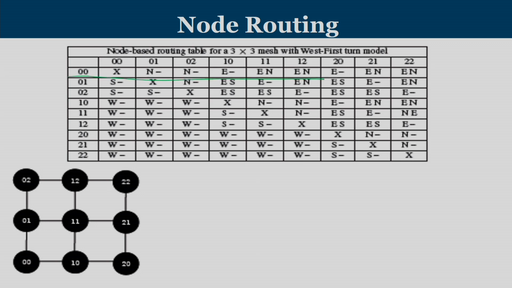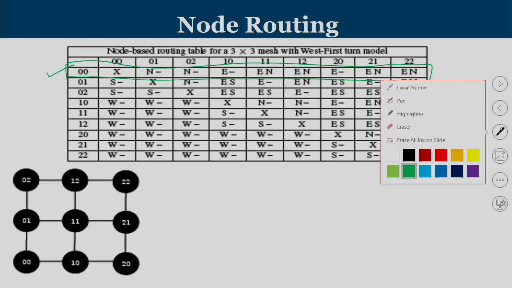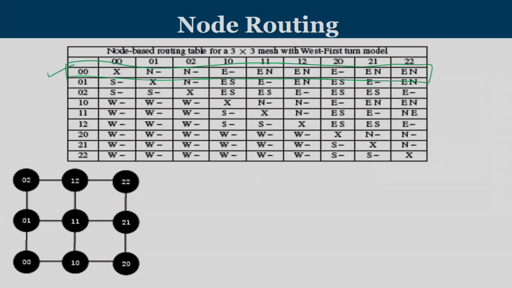This first row is what is saved as the routing table for node 00. Let us try to understand how this table is interpreted. From 00, this entire row is the routing table for node 00. From 00, if you wanted to go to 00, that means you are at the destination, just exit.